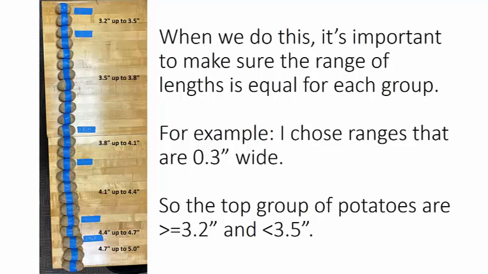Same thing, the next one down is 3.5 up to 3.8 inches, but look how many more potatoes fall into that range. So you can see the labels of the ranges, they're all labeled here, all the way up to 4.7 up to 5 inch in length of potatoes. So the ranges of lengths are all 0.3 inches wide. So they're equal ranges, but each has a different number of potatoes that fall into those ranges. We call this a histogram.